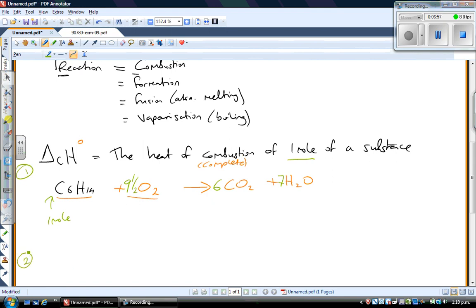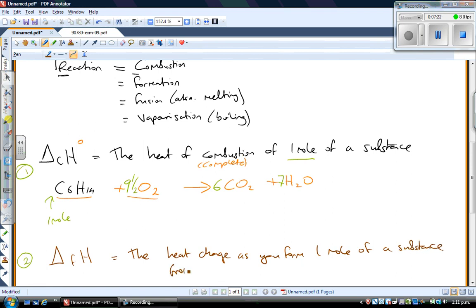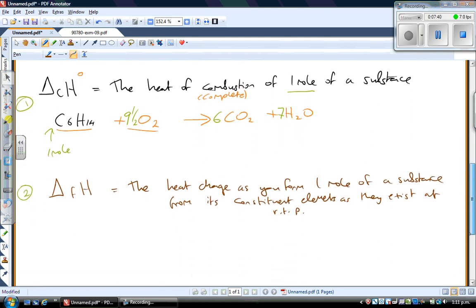Then if we take a look at delta FH, so this is for formation. So this is the heat change as you form 1 mole of a substance from its constituent elements, so in other words the elements that make it up, constituent elements as they exist at room temperature and pressure. So again, it doesn't make a lot of sense until you look at a particular example.